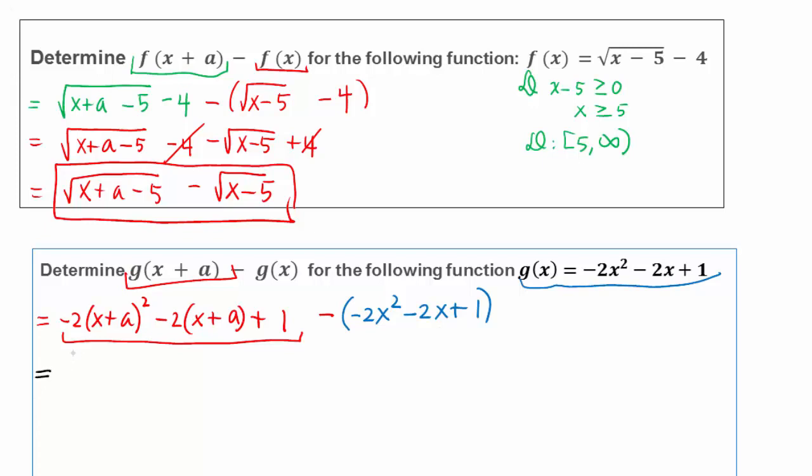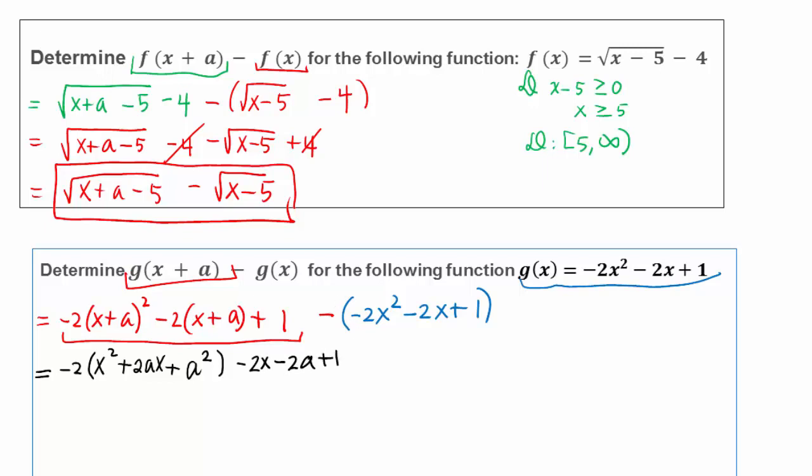So now let's go ahead and rewrite this. It will be minus 2 times, now what is x plus a squared? Remember, it's not just x squared plus a squared, because there's a middle term, because this is foiling it. So it'll be plus 2ax plus a squared, all right? And then minus, let me go ahead and distribute the negative 2. So minus 2x minus 2a, all right? And then plus 1.